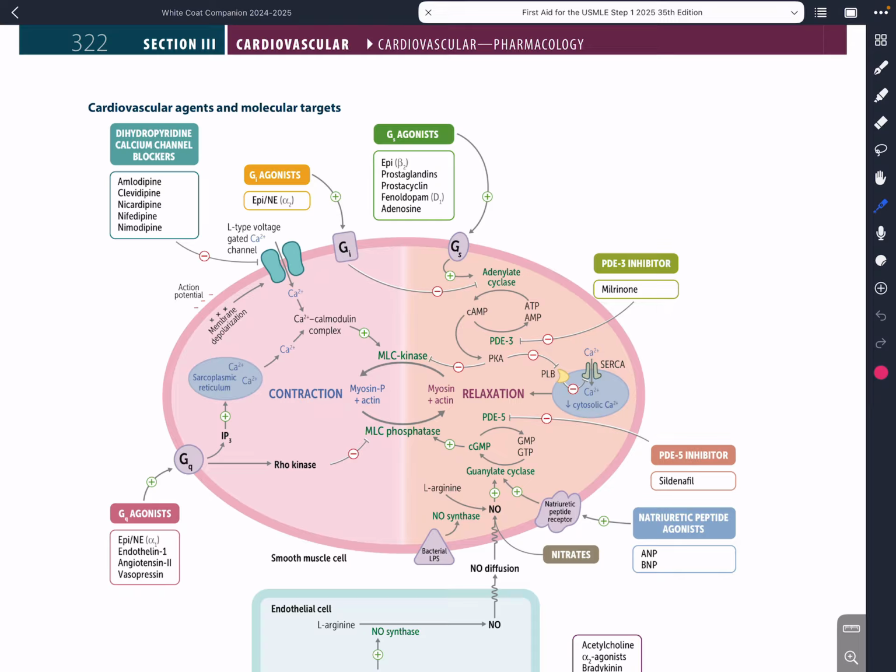Next is natriuretic peptide agonist. Natriuretic peptides are ANP and BNP. So the natriuretic peptide agonists act on the natriuretic peptide receptor, which eventually positively converts GTP to cGMP via guanylate cyclase. So ANP and BNP are natriuretic peptide agonists, and they act on natriuretic peptide receptors.